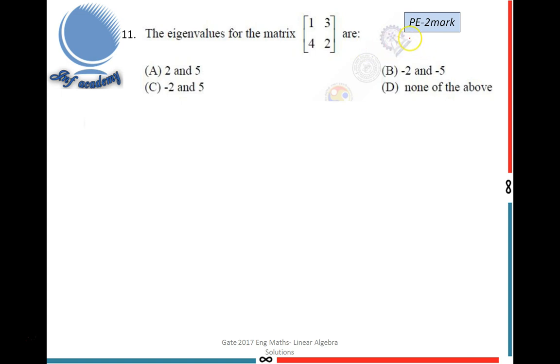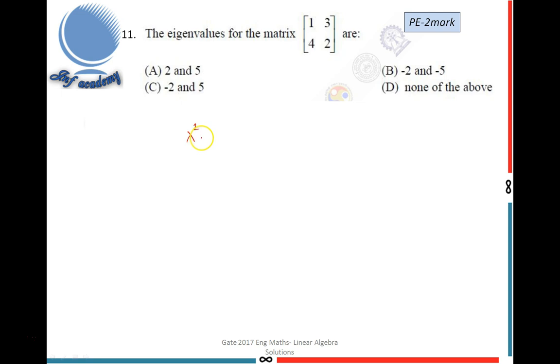The eigenvalues for the matrix are... It's from the PE department. It has 2 marks. Here, option D is none of the above, so you can't check options one by one. So you have to find the eigenvalues directly. The matrix is a 2 by 2 matrix.